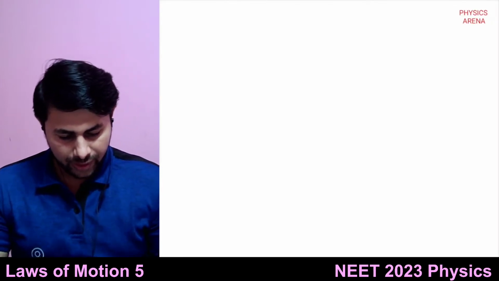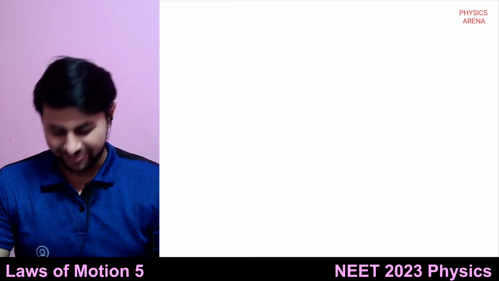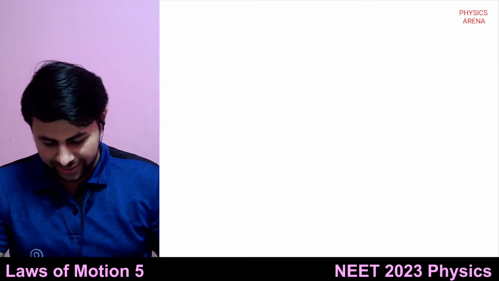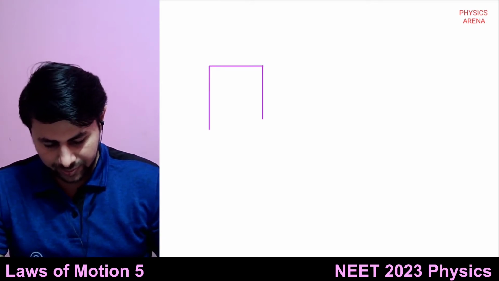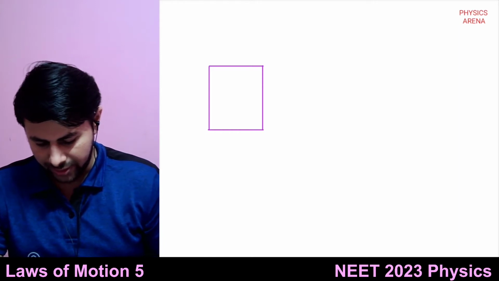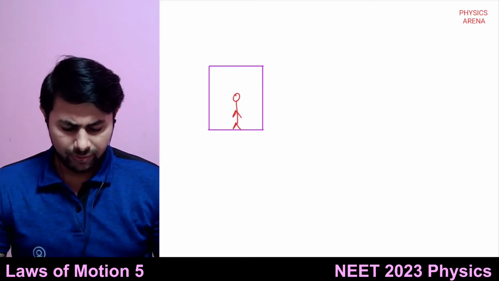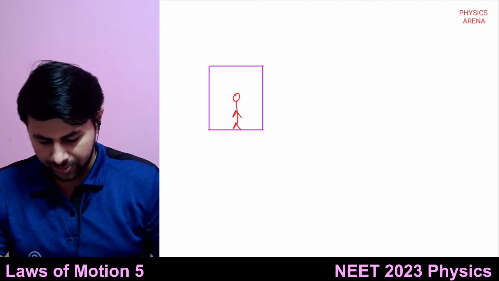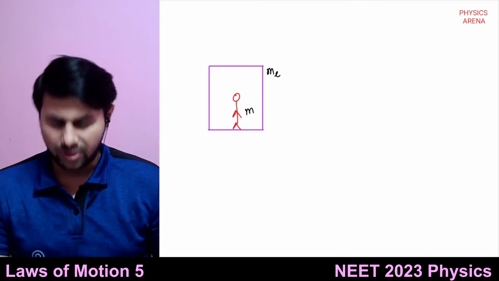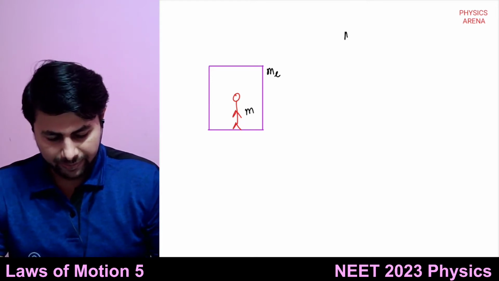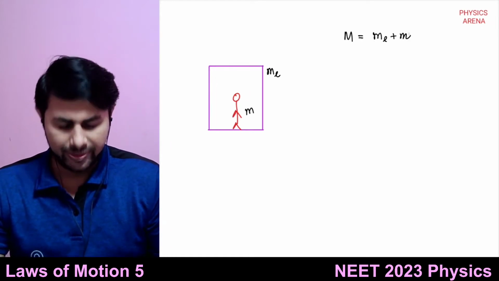Then the next thing that we are going to discuss is a lift. Let's suppose that this is a lift, and there is this man inside the lift. The mass of the lift is, suppose, ml, the mass of the man is, let's call it small m only, and capital M is the total mass. That is the mass of the lift plus the mass of the man.